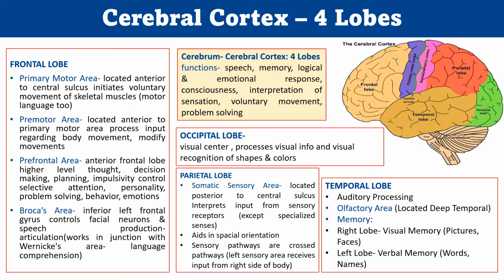The last one is the temporal lobe. This is responsible for auditory processing. Olfactory areas in the temporal lobe are located deep in the temporal lobe. For memory, the right lobe is responsible for visual memory like pictures and faces. The left lobe is responsible for verbal memory like words and names.